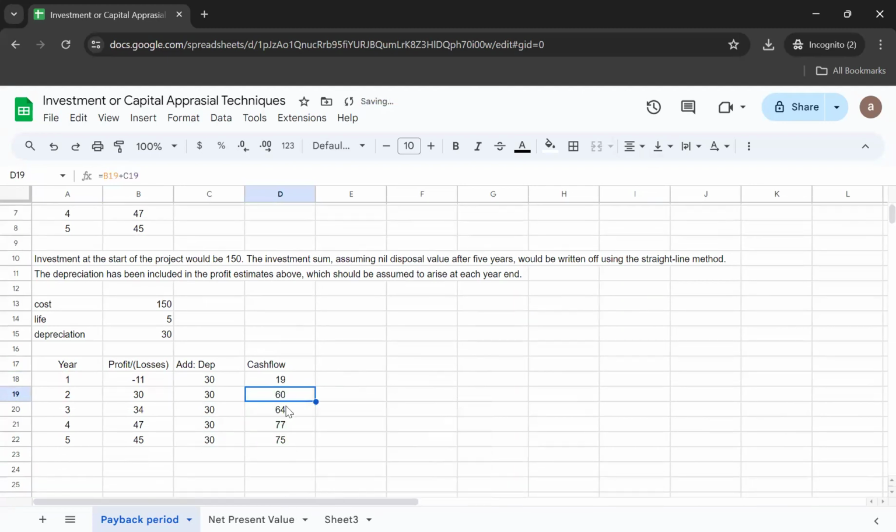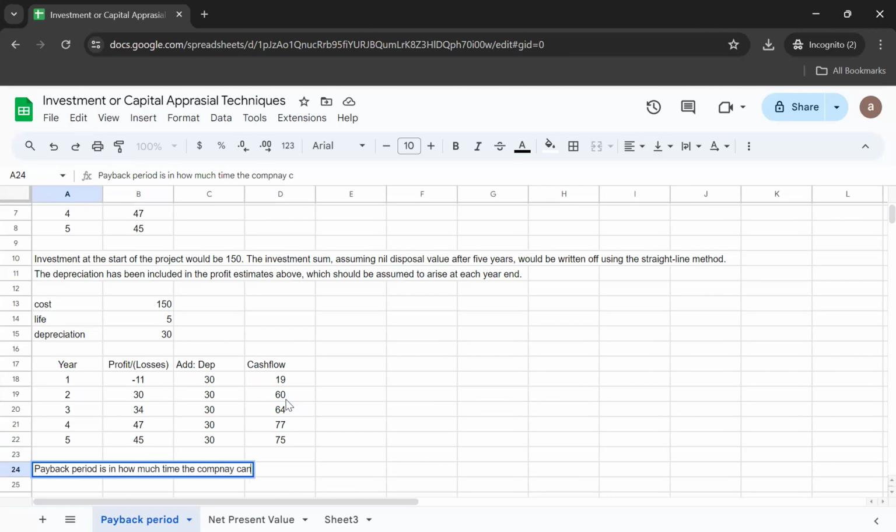Let's autofill it as well, which is a great function. And now this is the cash flow, right? So this is what the company will make each year, and the company needs to recover the investment. So payback period is very simple: in how much time period? If I have to define it, I can write it here. Payback period is in how much time the company can recover the cost of investment.